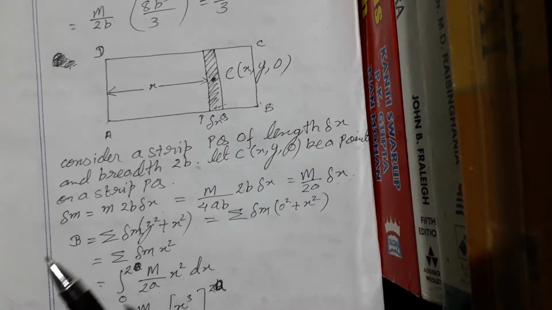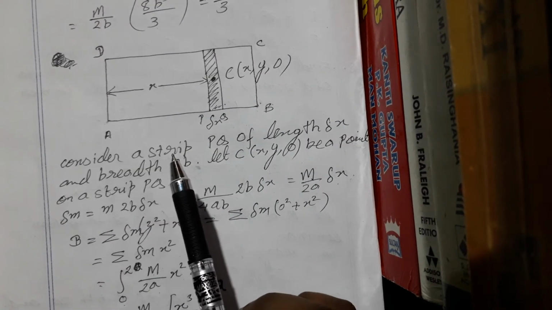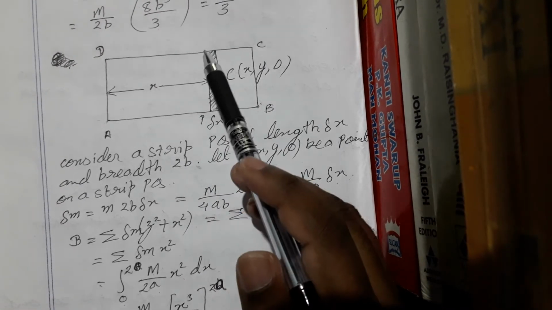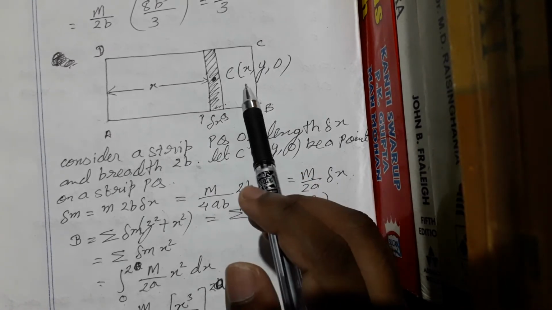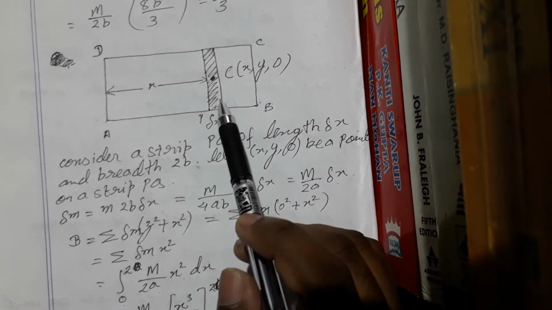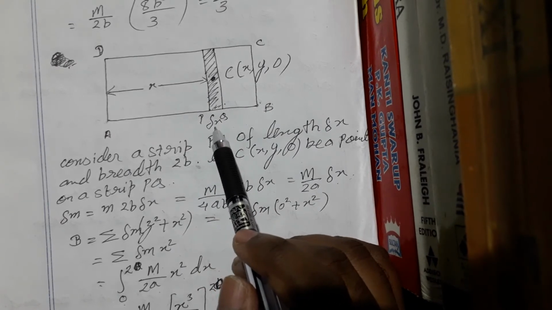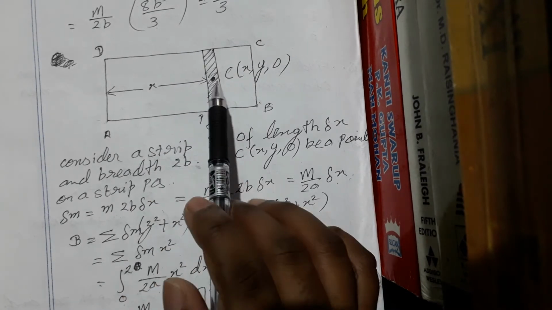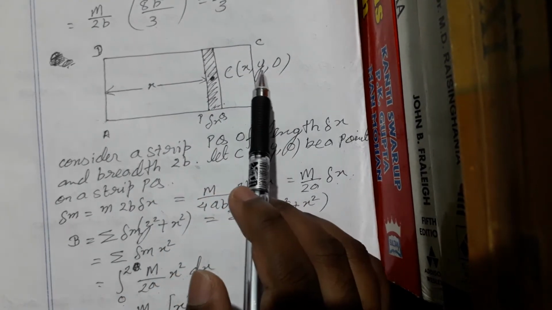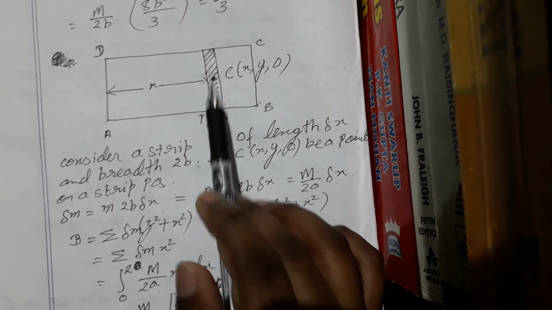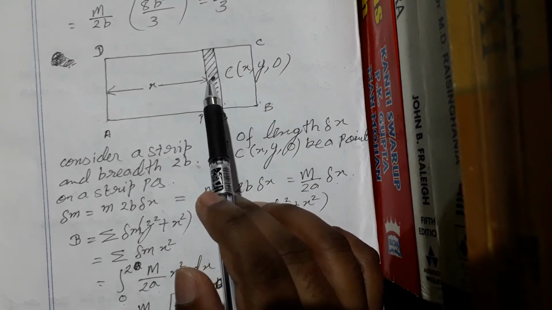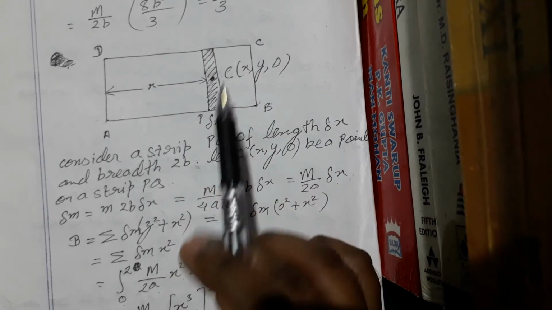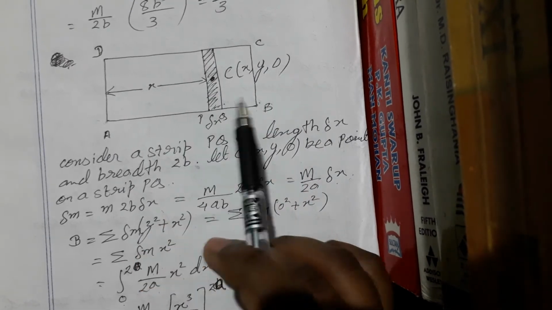Now we'll try to find the moment of inertia about the y-axis. To do this, we consider a strip parallel to the y-axis. Here I'm taking a strip PQ parallel to the y-axis, with thickness delta x, and the distance from the y-axis to the strip is x. Any point in the strip has coordinates x, y, 0, and the mass of this point is m, the mass per unit area, so that is capital M divided by 2a into 2b, that is M by 4ab.